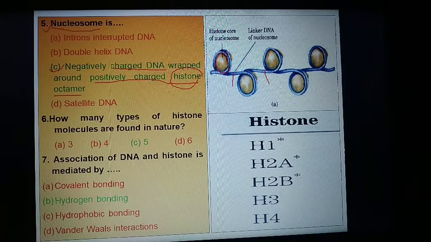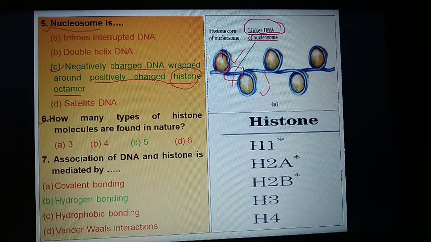And in between two nucleosomes we will get some amount of DNA, or a DNA stretch. This DNA is known as the linker DNA of the nucleosome. So sometimes a question may come related to linker DNA. What is linker DNA?